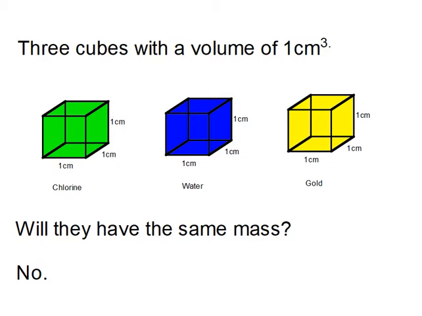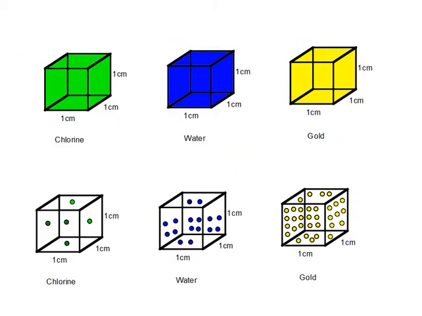Let's illustrate this a little bit better. Have a look at this diagram. Here we have our chlorine, our water, and our gold. And if we were to zoom in and look inside of them, imagine that these little circles are the atoms within the cube of each of the elements. So chlorine has only 5 atoms. This is obviously a diagram. We'll have a lot more because we understand that atoms are very, very small. So for the sake of our diagram, chlorine has few molecules compared to water, which has more, compared to gold, which has even more molecules squeezed into the same amount of space.